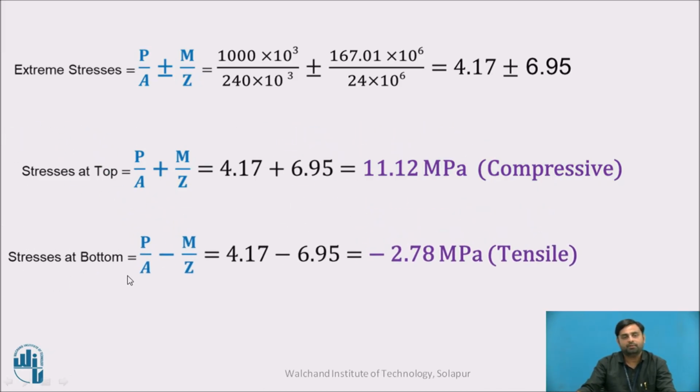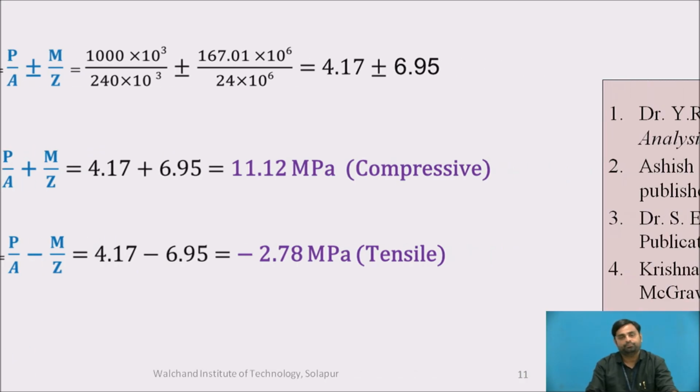Similarly, the stress at the bottom is P by A minus M by Z. If we do the subtraction of these two, 4.17 minus 6.95, it works out to be minus 2.78 Newton per mm square or megapascal. The minus sign indicates that at the bottom fiber of the beam, the stress is tensile stress. In this way, we can calculate the stresses induced in the prestressed concrete beam, the resultant stresses at top and at bottom, by using the load balancing approach.